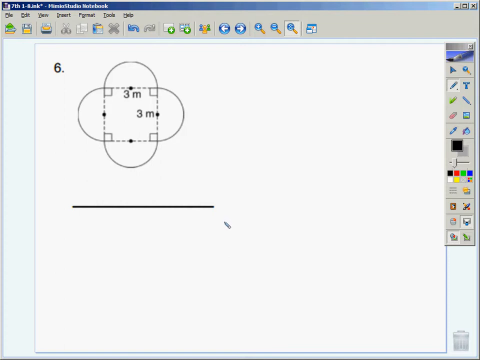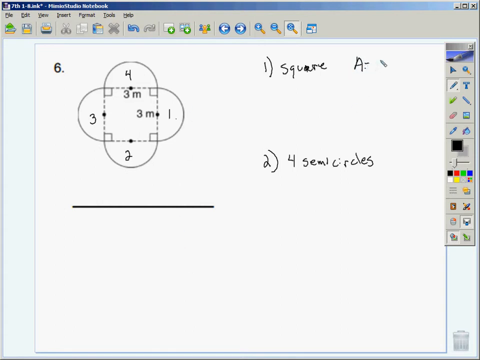What shapes are here? There's 4 semicircles and 1 square. If there's 4 semicircles, couldn't I calculate the area of 1 circle and then multiply it by 2? Wouldn't that give me all 4 pieces? Right? I could calculate the area of 1 semicircle and multiply it by 4, or I could calculate the area of 1 circle and multiply it by 2. Either way would come out the same. Okay?